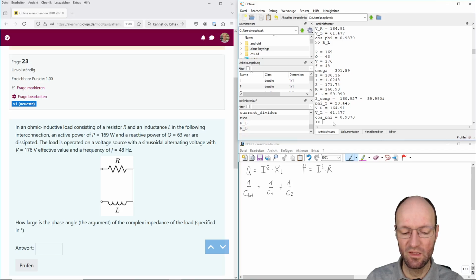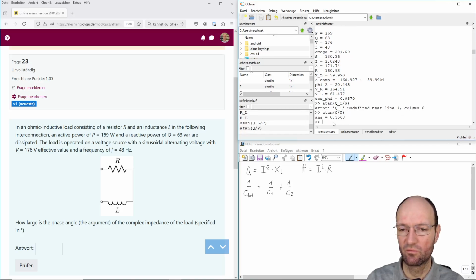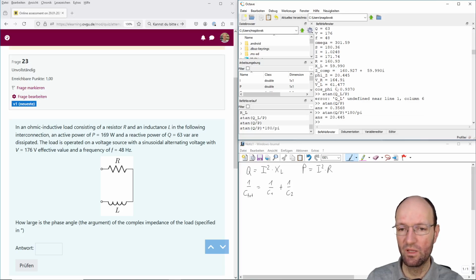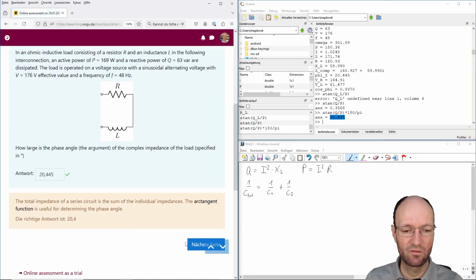And we should get the same, for example, if we calculate the arctangent of Q divided by P, reactive power divided by the real power. It was not QL, it was just Q. And of course, this then also needs to be multiplied with 180 divided by pi. Okay, we get the very same value. So let's check, and this is correct.